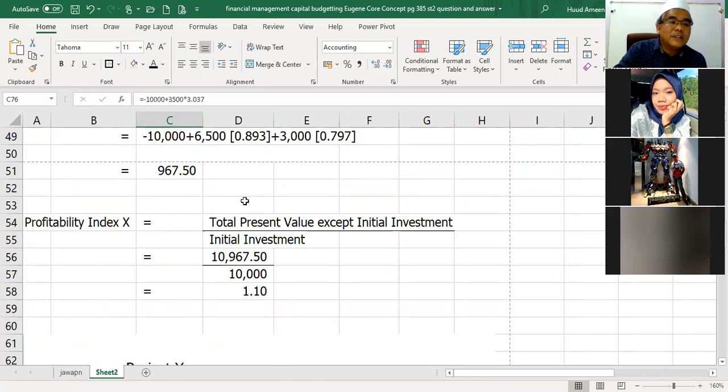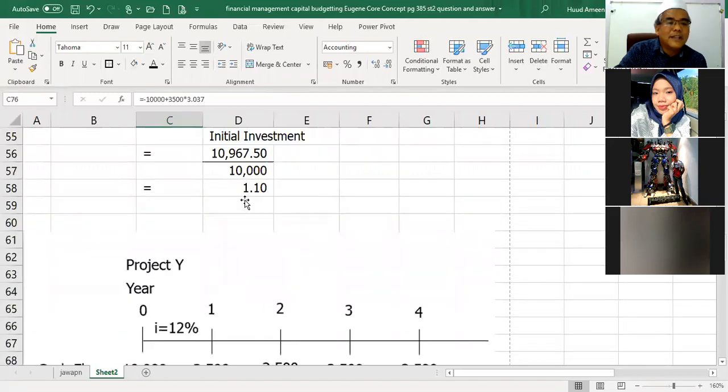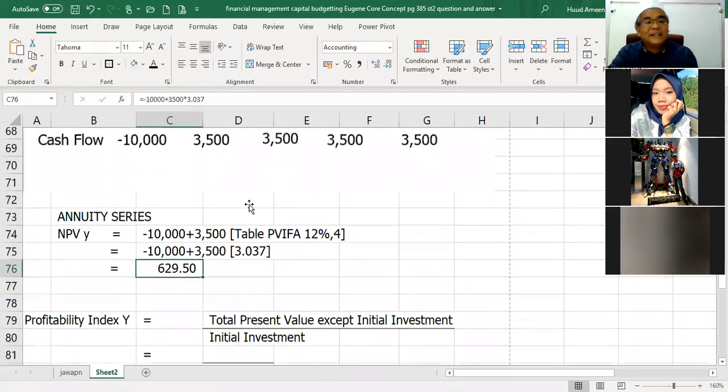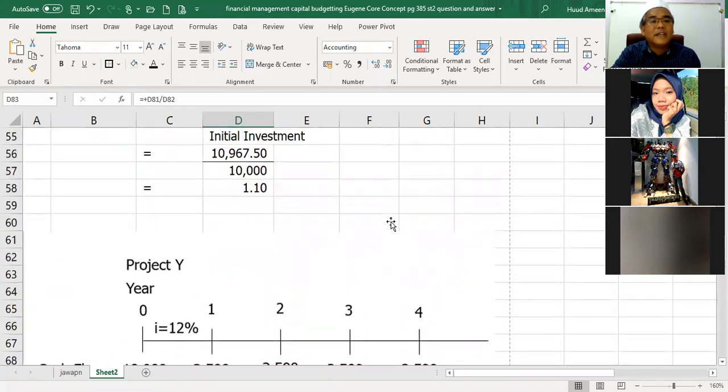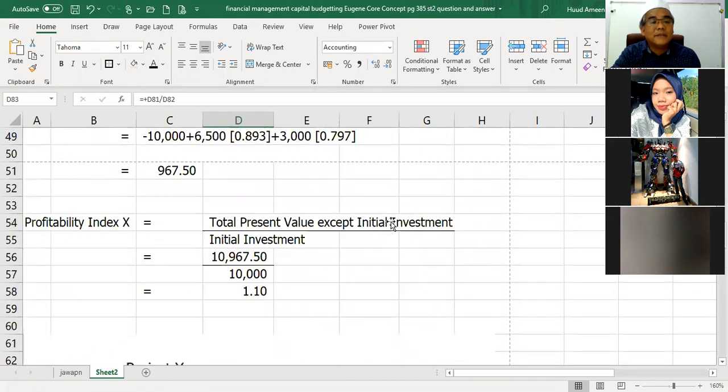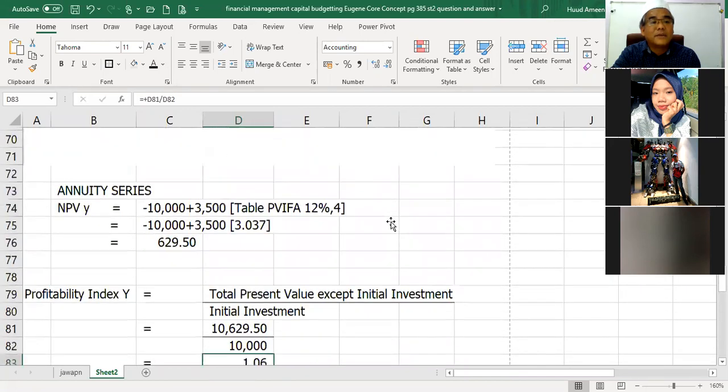Then which one do you prefer? Absolutely, you have to prefer project X because it has the highest NPV rather than project Y. For the profitability index of Y, I just hurry up the answer. Using the same technique, you will get a PI of 1.06. The profitability index of project X is greater than project Y.